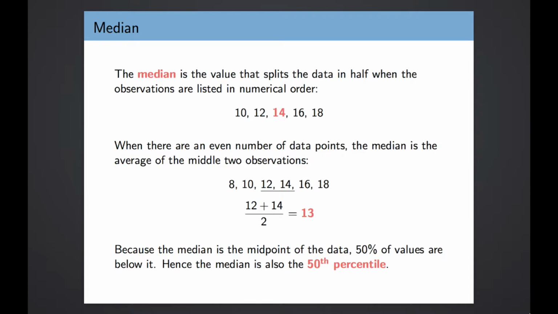The median is also the midpoint of the data. So 50% of the values in the data set are below the median, and 50% of the values are above the median by definition. So the median is also the 50th percentile of the data.